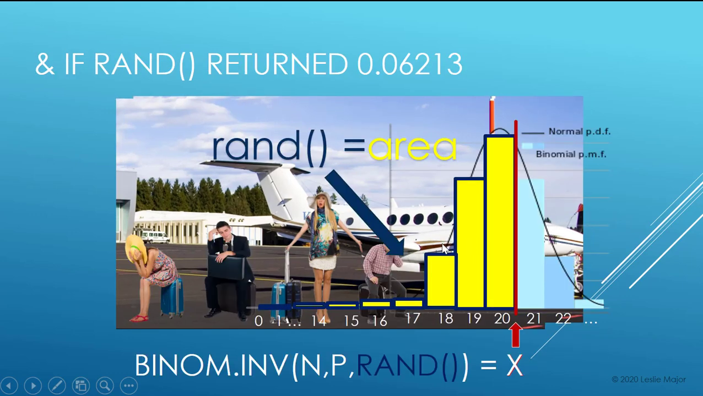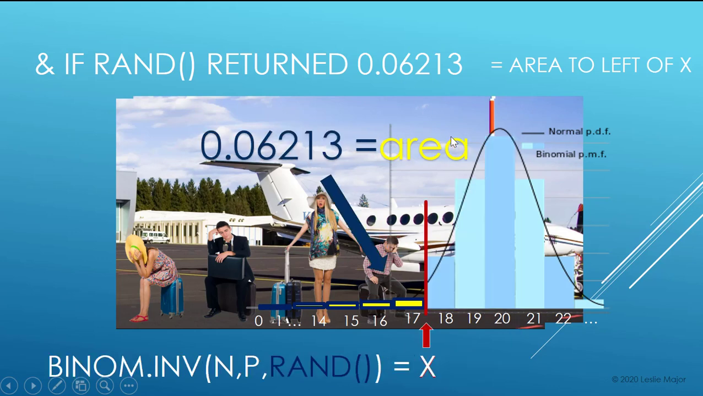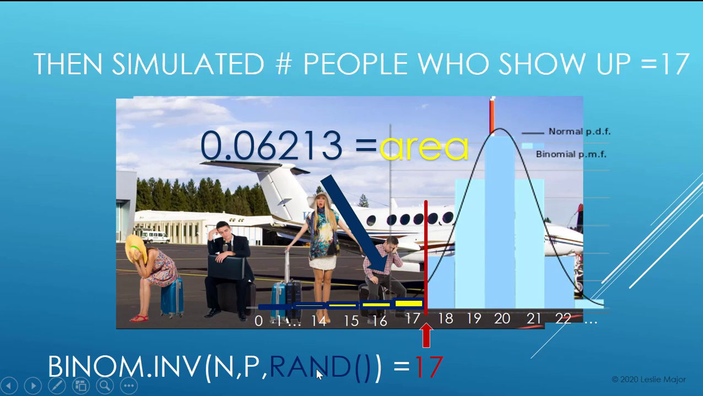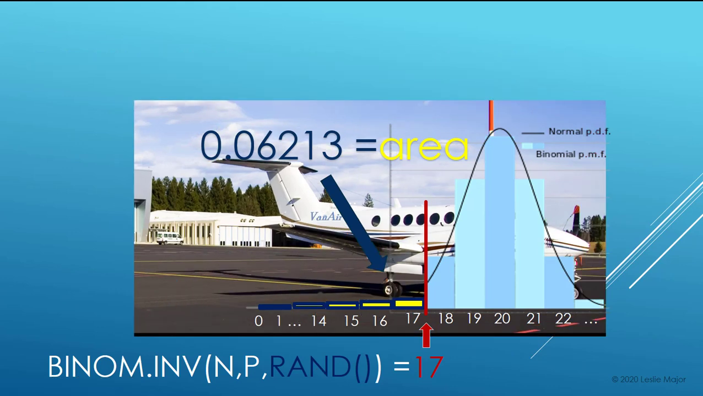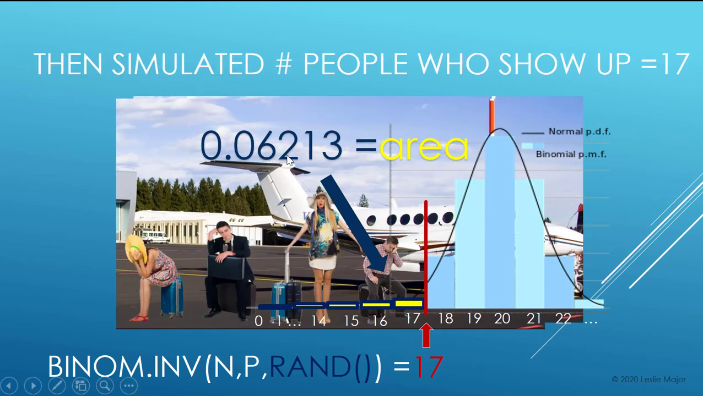Okay, let's roll the dice again. This time, let's say Rand returned 0.06. What does that mean? That's the area to the left, so much smaller in this case. Feed that in as our Rand here, and when we feed that in, 0.06 will end up giving us 17 for our x value.